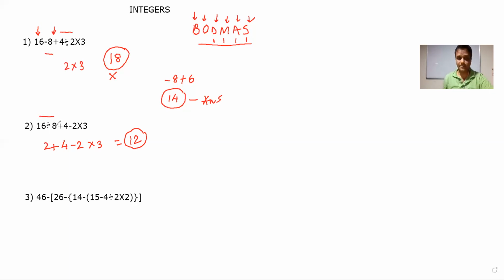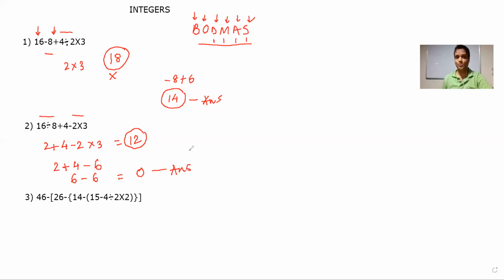Where is the division? 16 divided by 8 is the first thing I'm going to do. So what is 16 divided by 8? 2, right? And then I am going to leave everything as it is till I reach multiplication. So minus 2 into 3 is minus 6, right? I have done the multiplication. Now I'm going to use addition. So 2 plus 4 is what? 6. And then minus 6. And in the last one, subtraction, I do 6 minus 6 and I get the answer 0. Big difference. Without BODMAS, I got 12. With BODMAS, I got 0. And this is the final answer.